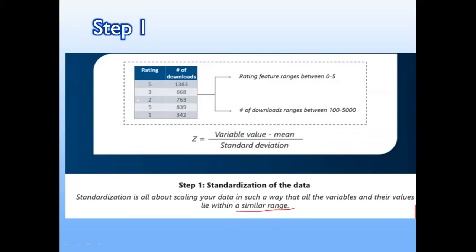If you observe here in the example, there are two variables, rating and number of downloads, right? So here the rating feature has values between 0 to 5 only, which is a very small range of values, right? And the number of downloads range is between 100 to 5,000, which is a very high range. So when my data set contains very low range values, the high range values overpower the low range values.